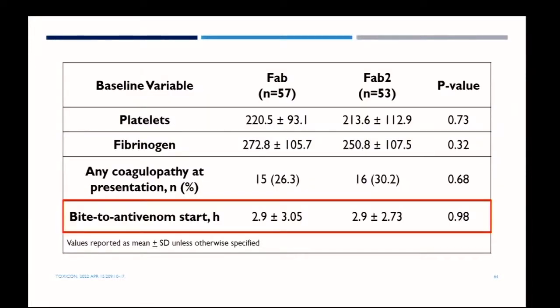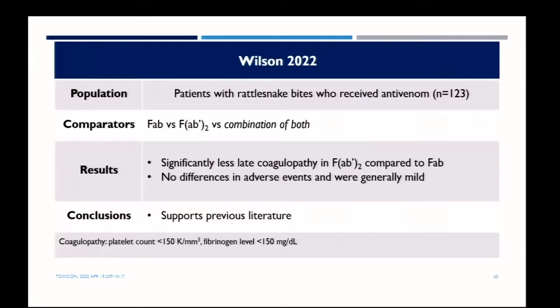At baseline, similar to the previous studies, the platelets and fibrinogen were similar. And bite to anti-venom start time was about 3 hours for both groups, which is similar to the first trial we talked about. They found that there was significantly less late coagulopathy in the Fab2 group compared to Fab, and that there were no differences in adverse events, and they were generally considered mild by the clinicians. So this post-marketing experience trial also supports previous literature suggesting that Fab2 is associated with less late coagulopathy.